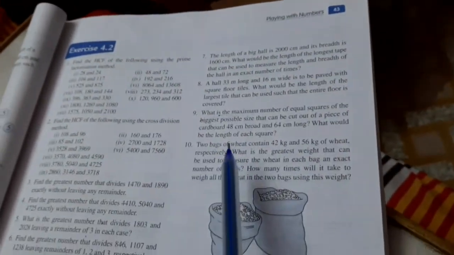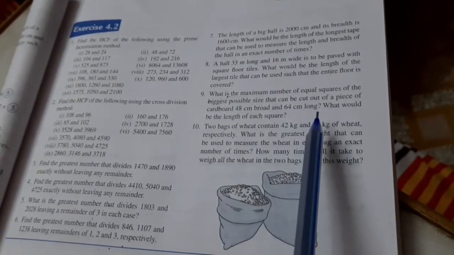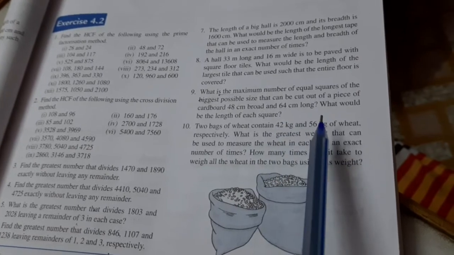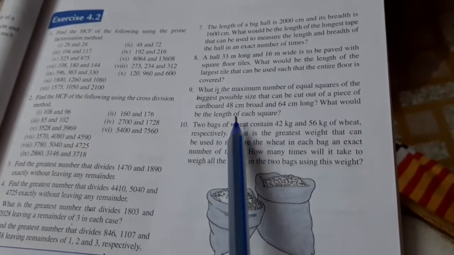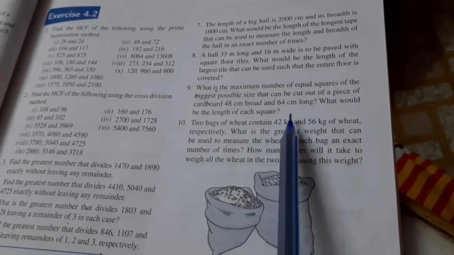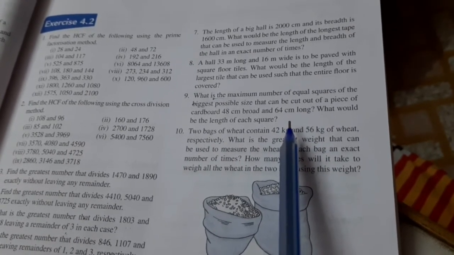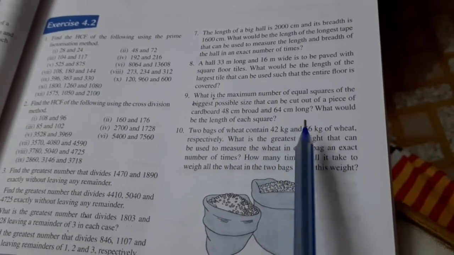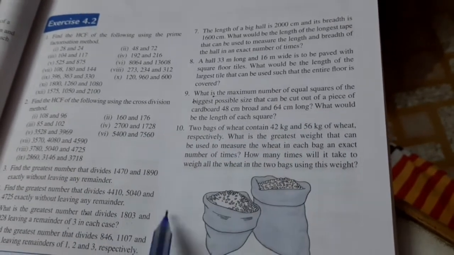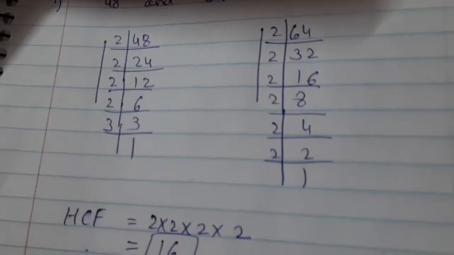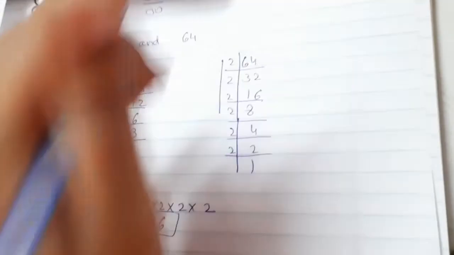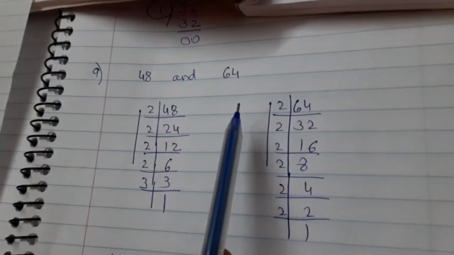Now question number 9. What is the maximum number of equal squares of the biggest possible size that can be cut out of a piece of cardboard 48 centimeter broad and 64 centimeter long? So here, first you are going to find the HCF of 48 and 64. What would be the length of each square? That also we will find.